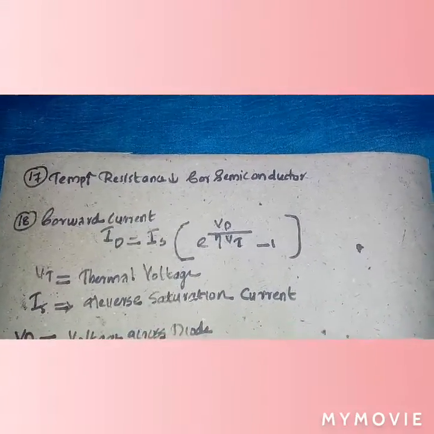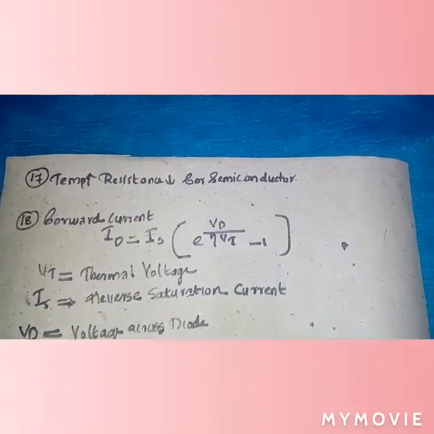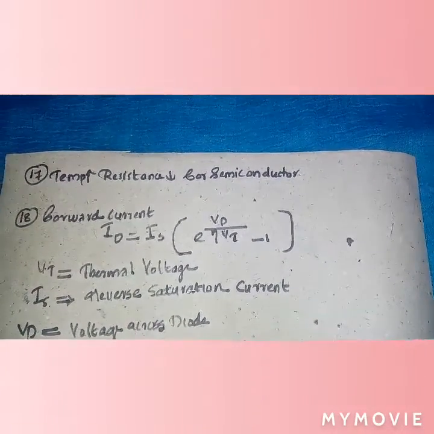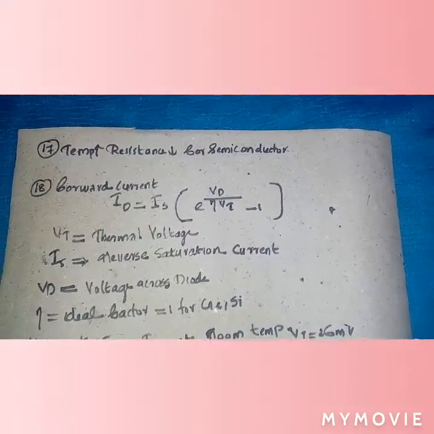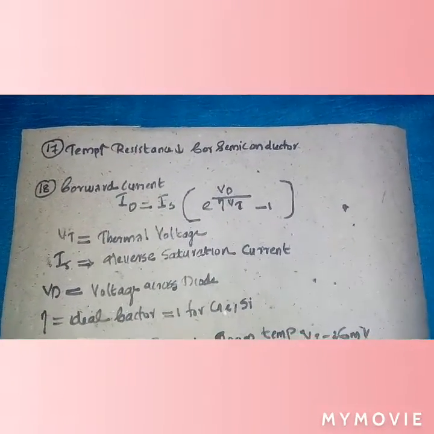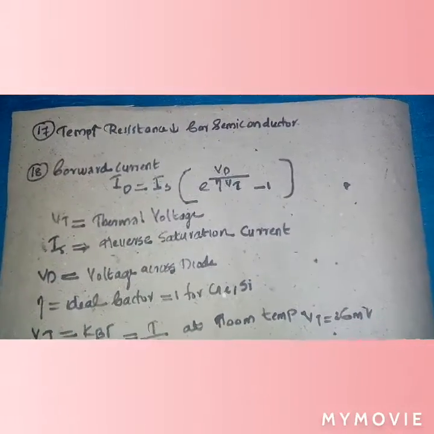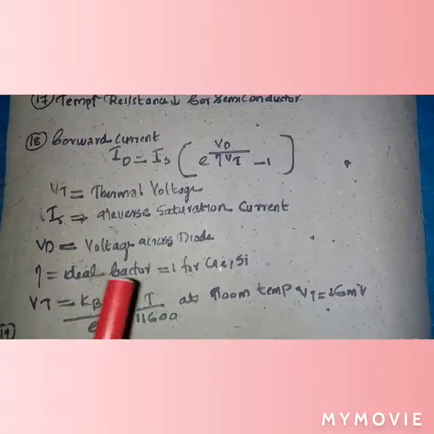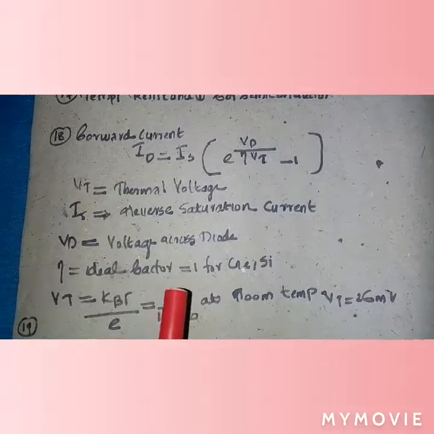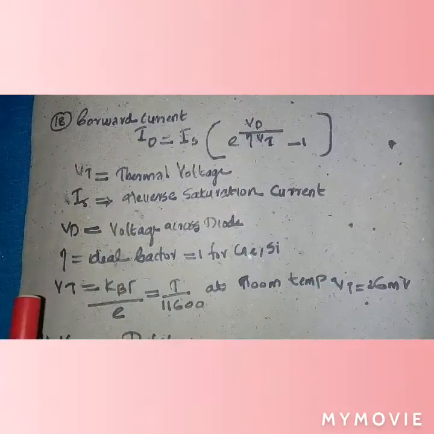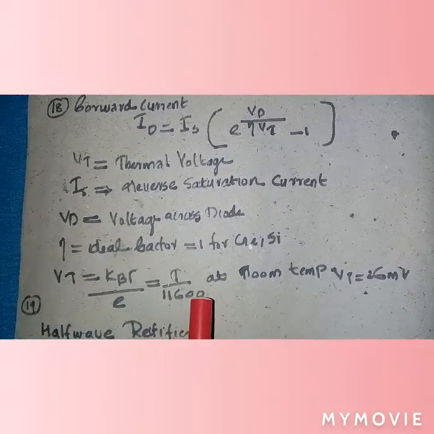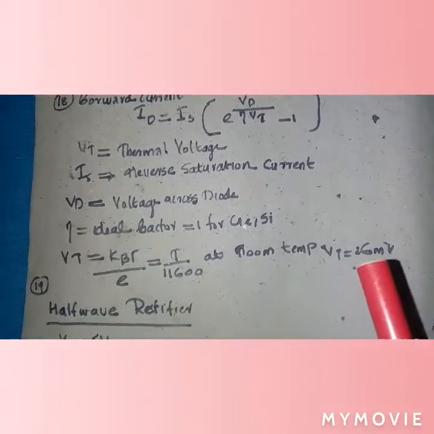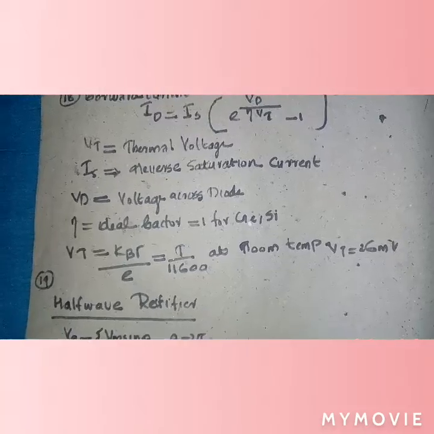For the forward current of a diode, ID is equal to IS into e raised to VD by eta VT minus 1, where VT is the thermal voltage and IS is the reverse saturation current. VD is the voltage across the diode. Eta is the ideality factor, for germanium it is 2 and for silicon it is equal to 1. VT is equal to kBT by e, that's equal to T by 11,600. At room temperature, VT is equal to 26 mV.